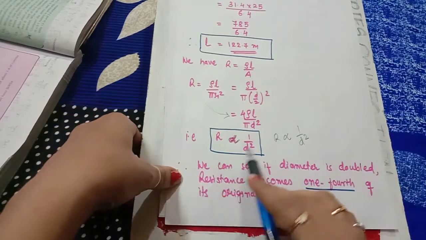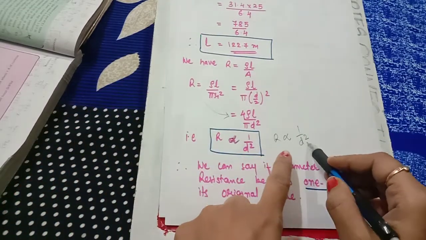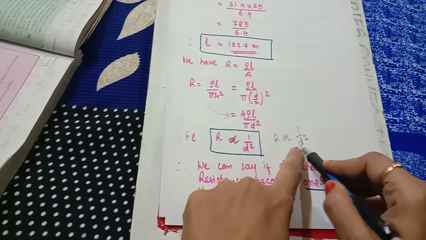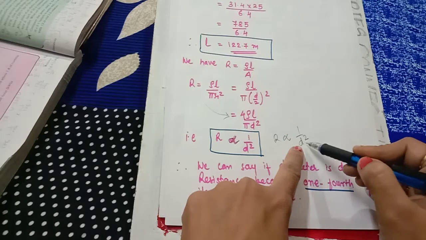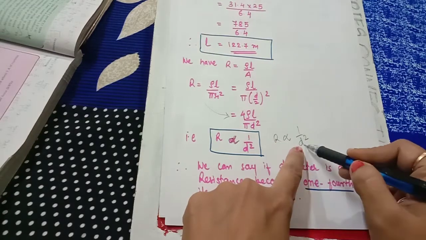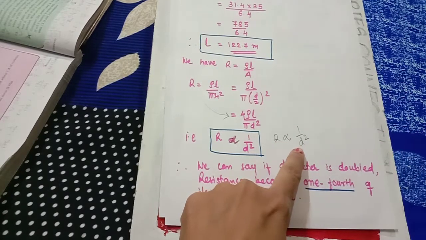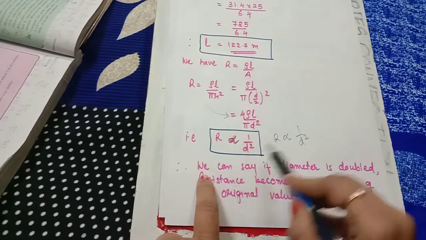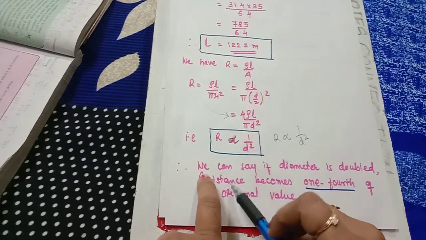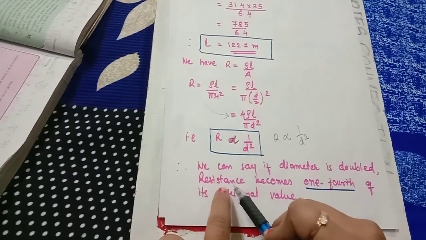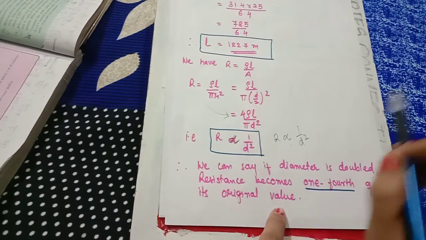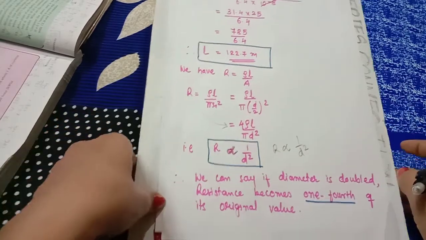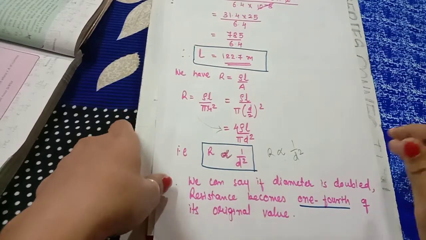So from here, if the diameter is doubled, then this becomes how much? One by 4. Because, for example, if it is 2, then the resistance becomes 1 by 4. Therefore from this relation we can say that if the diameter is doubled, the resistance becomes 1/4 of its original value. So understand these questions properly and then write them down in your notebook.